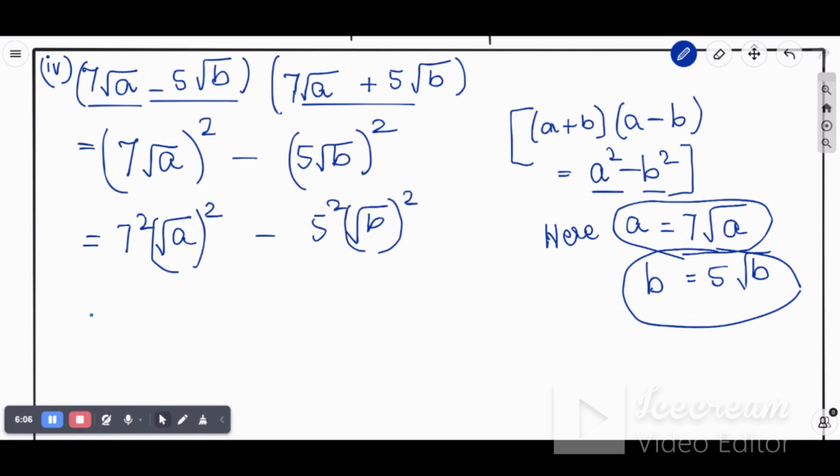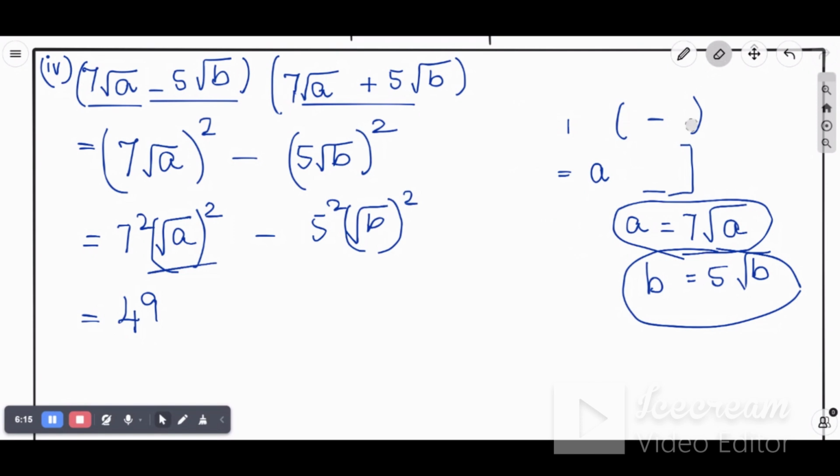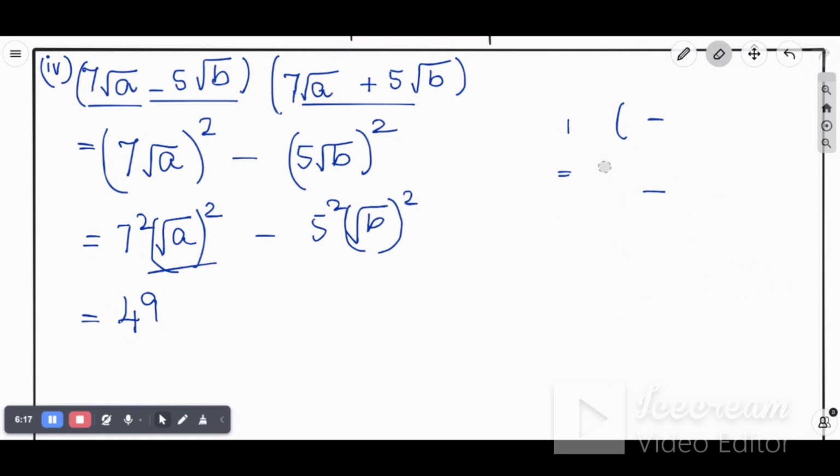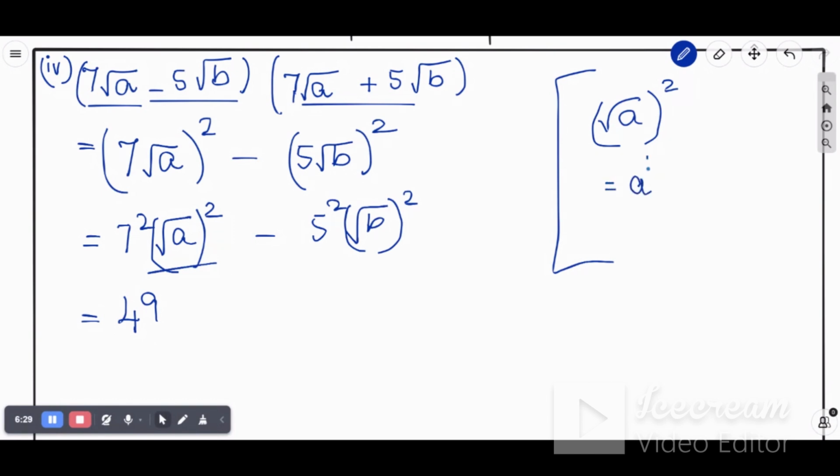So now, if you could see 7 square, you can write it as 49. But what is your square root of a the whole square? The square root of a is nothing but you can write it as a power 1 by 2. So square root of a the whole square: square root means this is the same as a power 1 by 2 and the whole power 2. So what you are doing, you are squaring and squaring again.